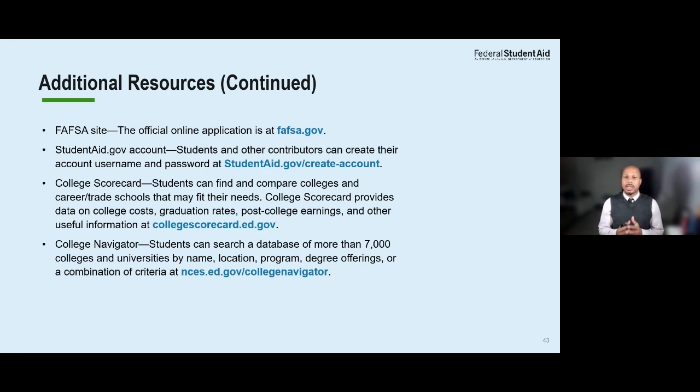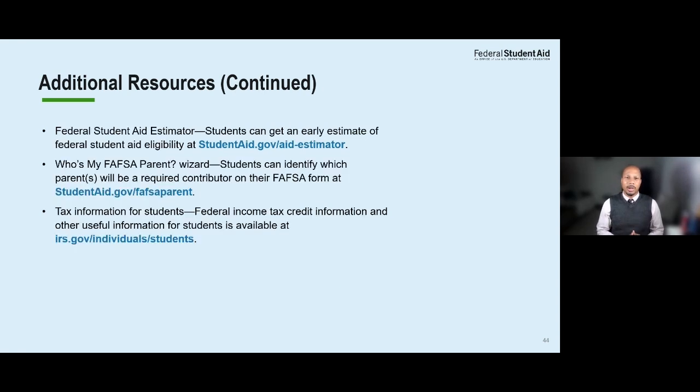We also developed the College Navigator, which is a database of more than 7,000 colleges and universities that you can find by name, location, program, degree offerings, and a combination of criteria as well. We do have an estimator where you can get an early estimate based upon your federal student aid eligibility. Very useful if you're a parent of a junior or a sophomore, or you just want to get an estimate prior to completing the Free Application for Federal Student Aid. You're welcome to do so.